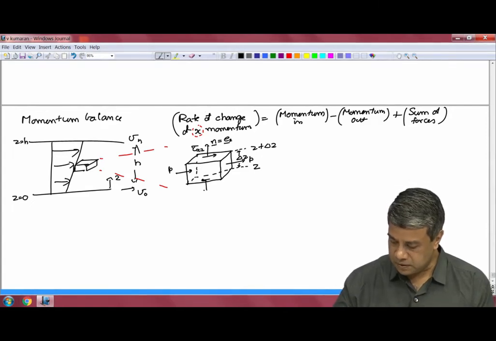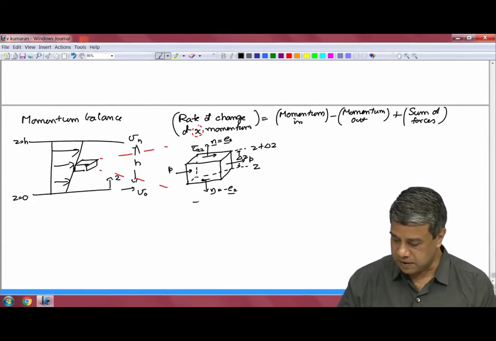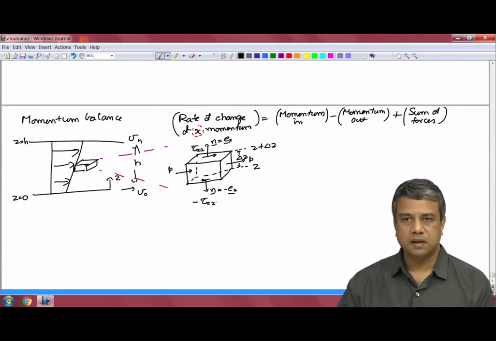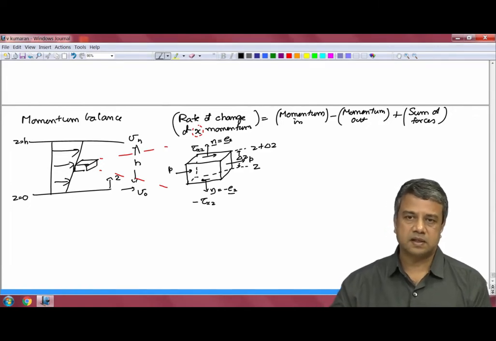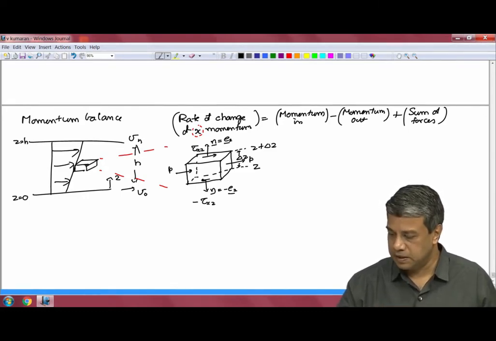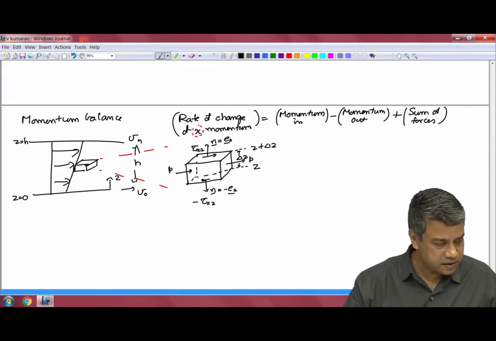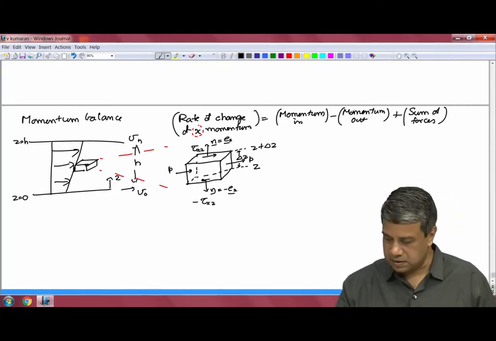At the surface below, the unit normal is in the minus z direction. Therefore, the force exerted on this surface is equal to minus tau xz. Because if you reverse the direction of the unit normal, the direction of the force reverses. On both sides of a surface, the forces have to be equal and opposite from Newton's third law. When you reverse the direction of the unit normal, you are reversing the side of the surface on which you are calculating the force. Therefore, when you reverse the unit normal, the sign of the stress reverses. So, it is in the minus z direction.